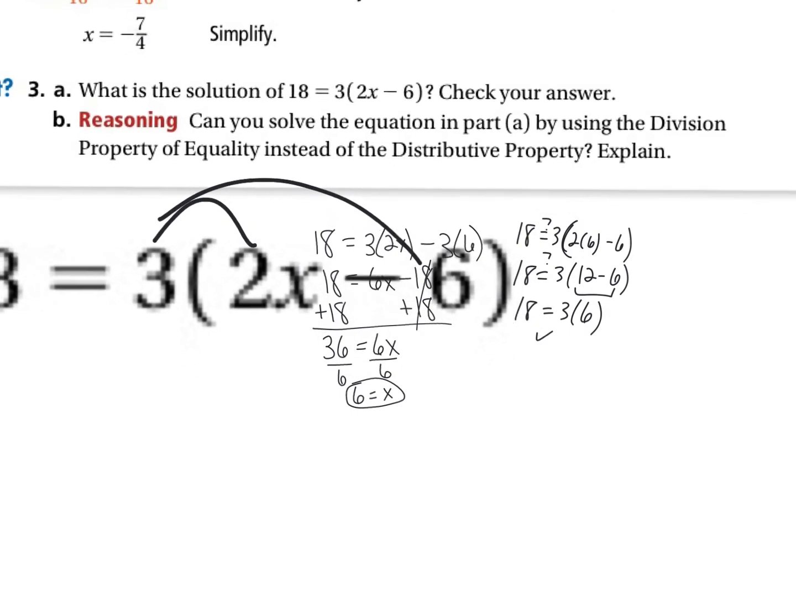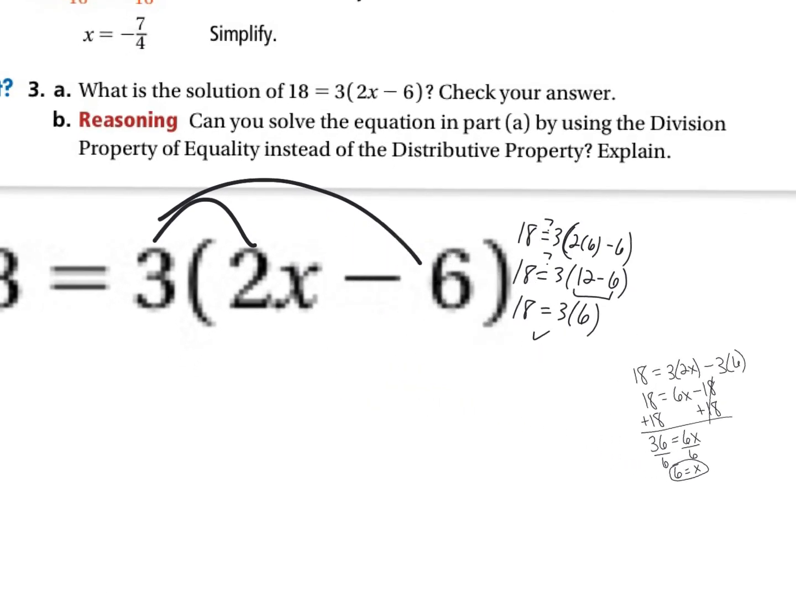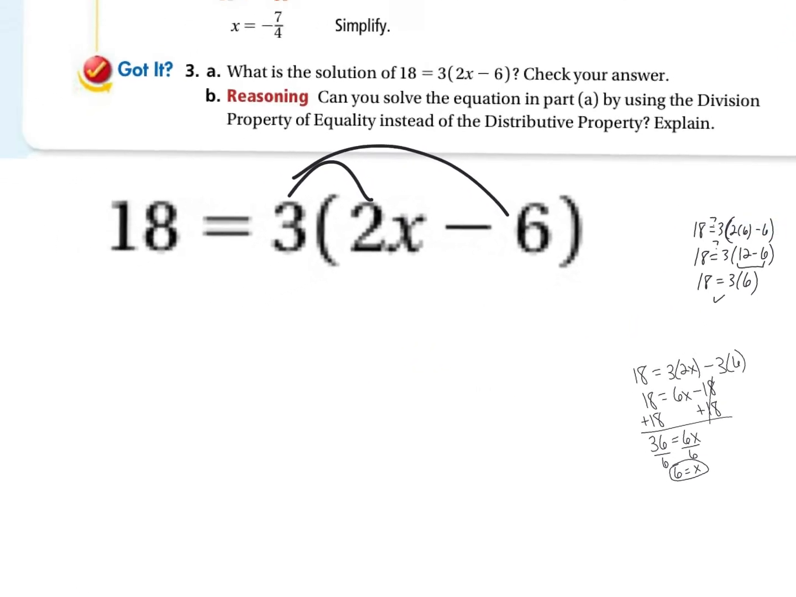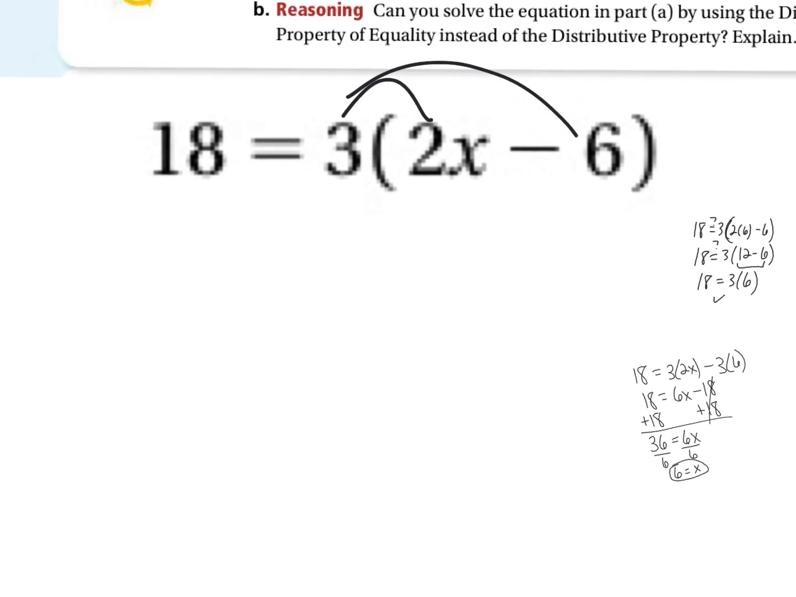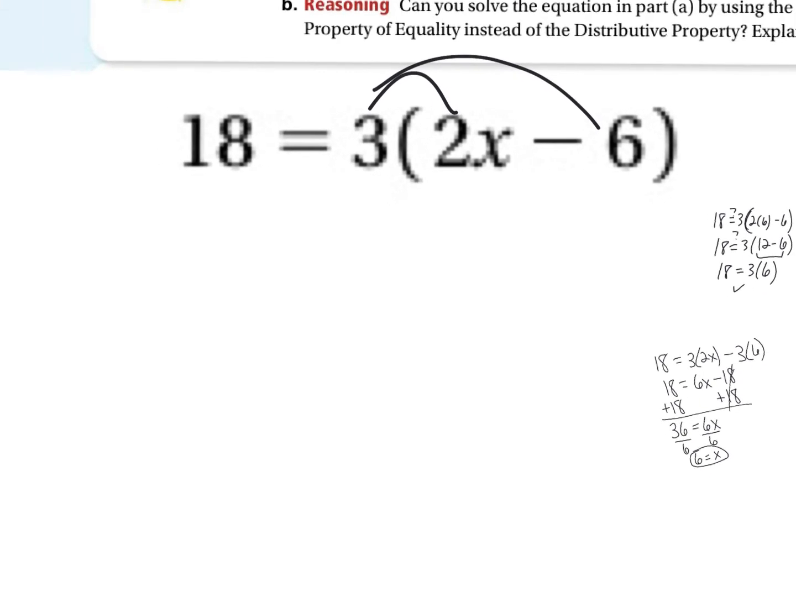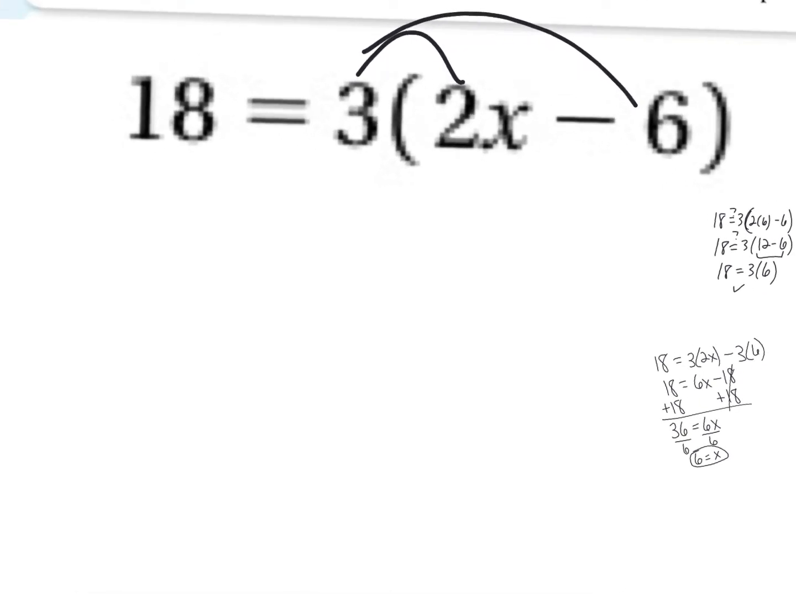Part B asks, can you solve the equation in Part A by using the division property of equality instead of the distributive property? So they're saying, well, we distributed first. Could we have divided first on that problem? Would that still work?